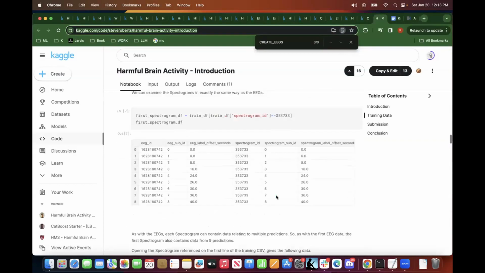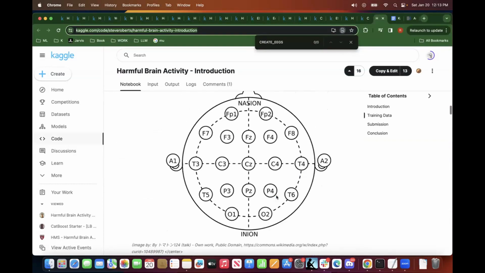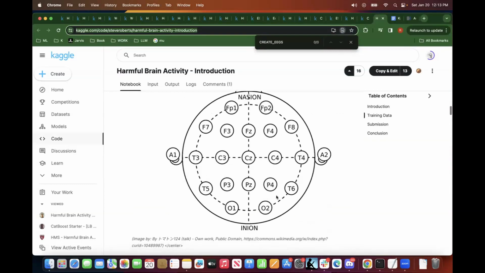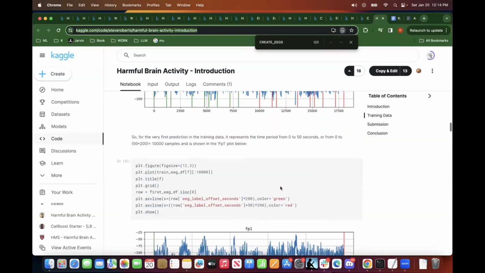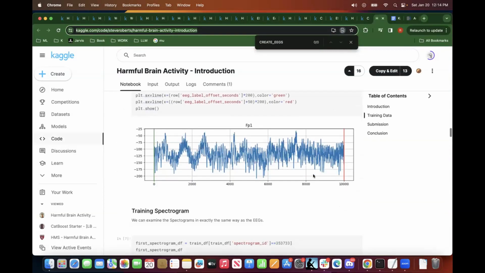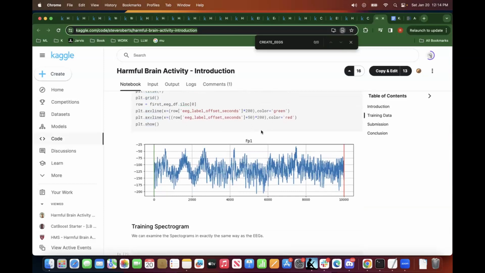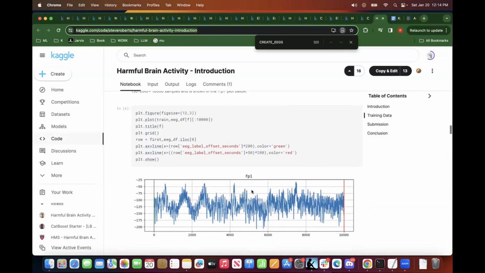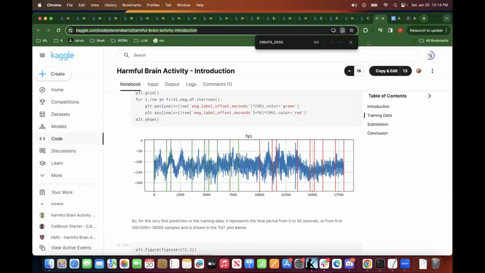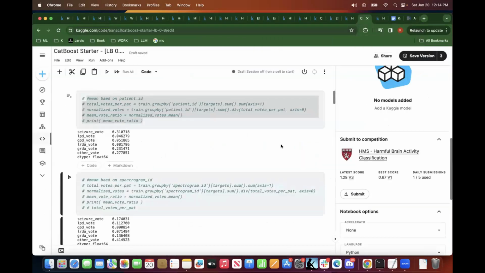So yeah, Benito, or anyone else who's still trying to grasp the data, I think Steve's notebook is an excellent one to start with. Steve does a great job, even corresponding how the data maps up with these numbers. So it really helps understand stuff.